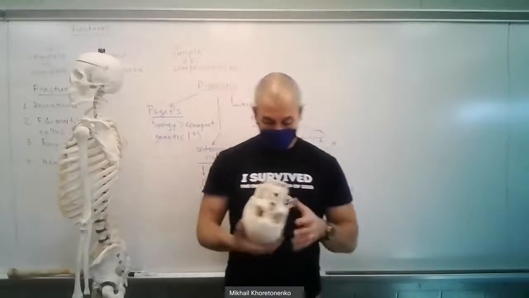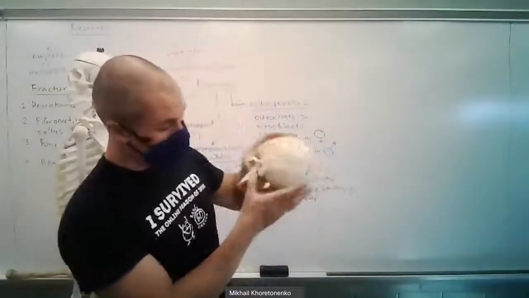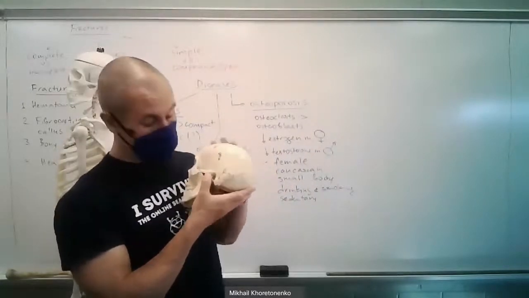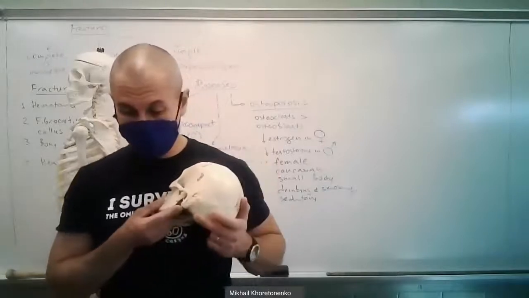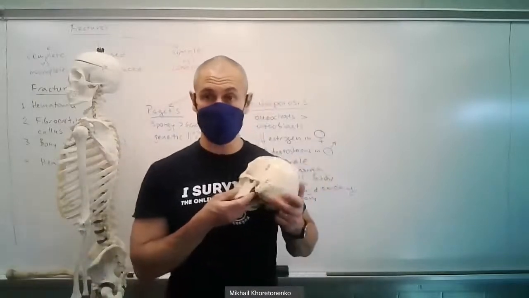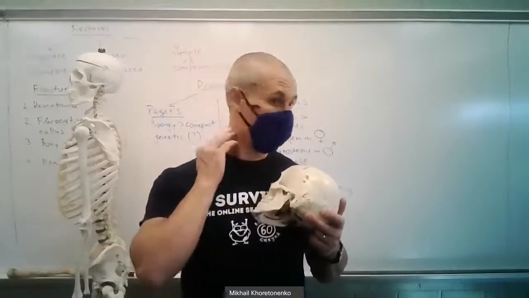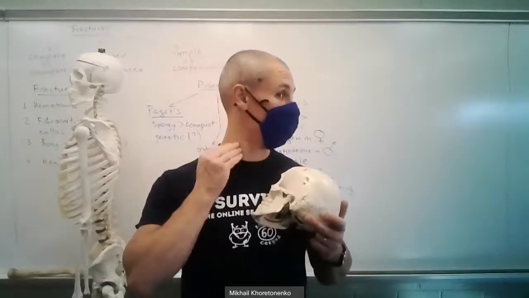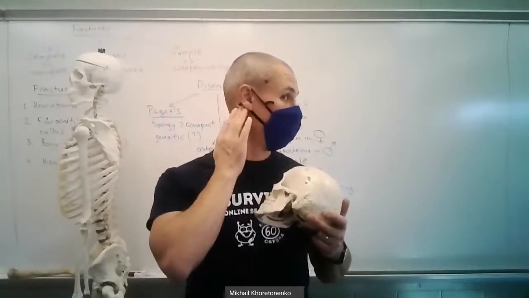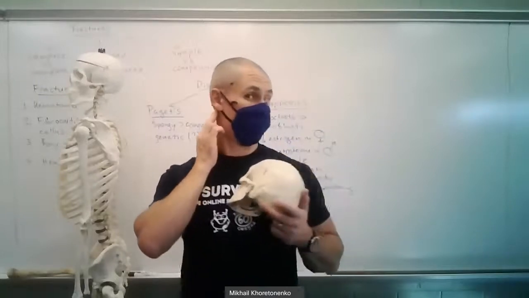Okay. Now, on the sides, you can see a couple of processes, bony projections on the temporal bone. If you look pretty close to the temporomandibular joint, you can see this large, blunt projection right here. This is the mastoid process, site of attachment for sternocleidomastoid muscle, which turns your head left and right. You can actually see this muscle if you turn your head like this. That's the sternocleidomastoid, and you can basically follow it up and feel the mastoid process to which it attaches right behind your ear. Okay?